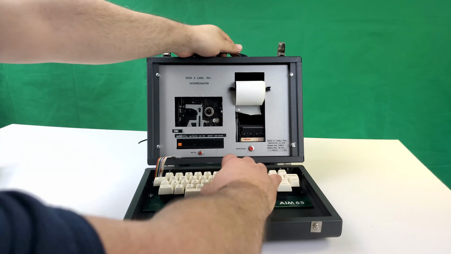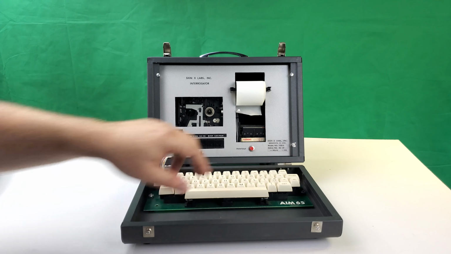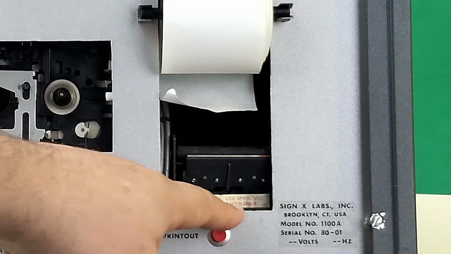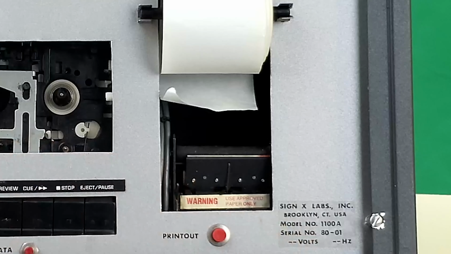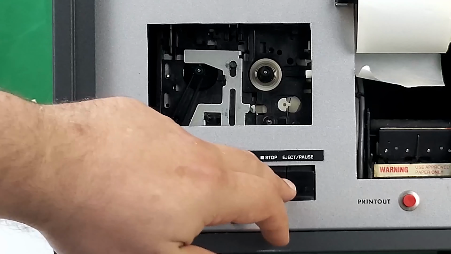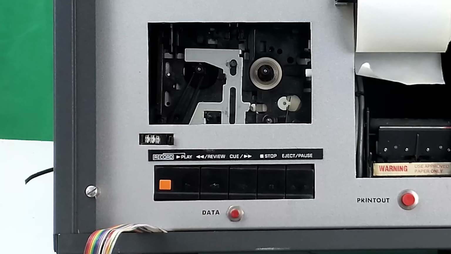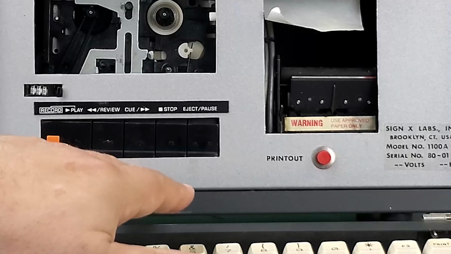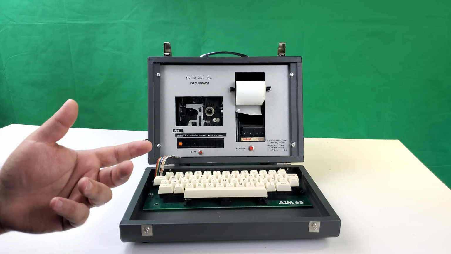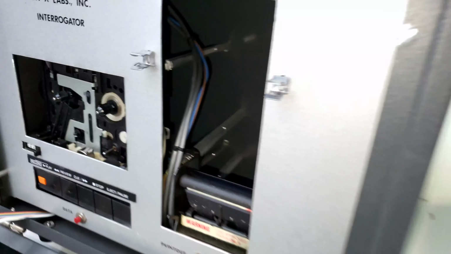So this is definitely an AIM-65 keyboard. There's no doubt about that. And the printer most likely is an AIM-65 printer as well. I've seen the "use approved paper only" warning label before, so I'm 100% sure that's what that is. The tape deck, I mean, that could have come from anywhere, but it just looks like a standard tape player to me. And you've got a data button and a printout button. I'm not really sure how any of that works, but unfortunately, there is no AIM-65 computer.